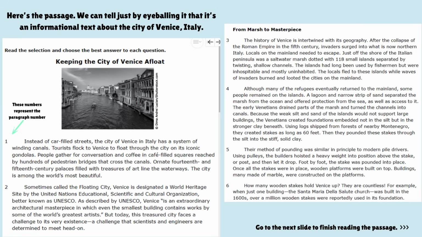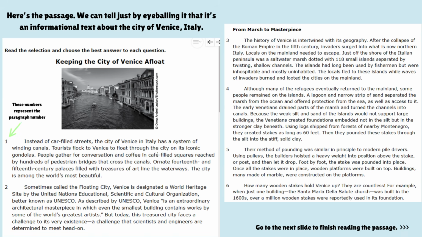A lagoon and narrow strip of sand separated the marsh from the ocean and offered protection from the sea, as well as access to it. The early Venetians drained parts of the marsh and turned the channels into canals. Because the weak silt and sand of the islands would not support large buildings, the Venetians created foundations embedded not in the silt, but in the stronger clay beneath.